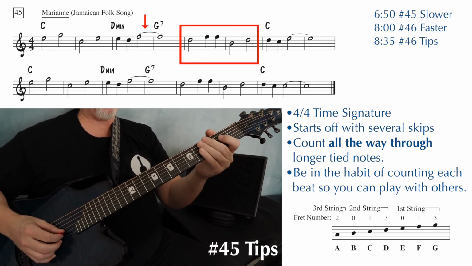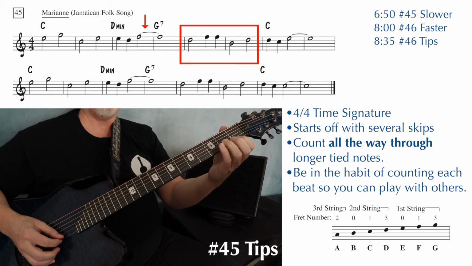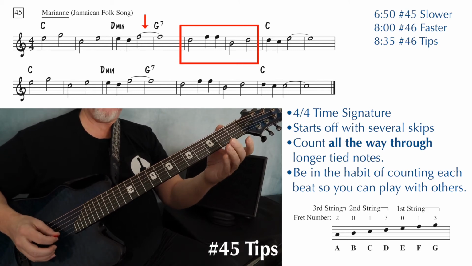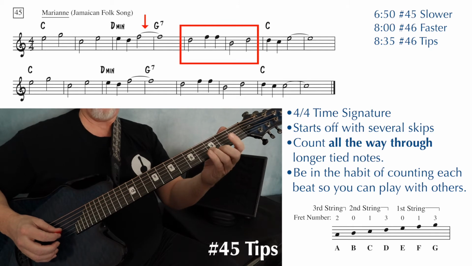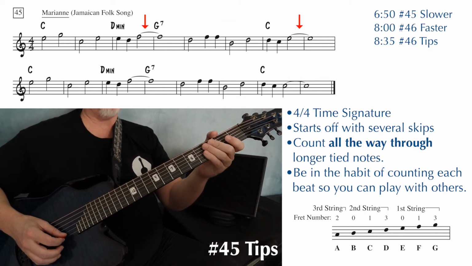In measure 5, we have some more skips. We have some line notes this time. We have our D, F, F, B, D, and then another tied note at the end of that line.